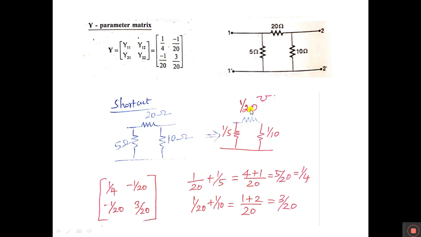Now in between, the common term is 1 by 20. So minus 1 by 20, minus 1 by 20 you put here. This is the common. First, y11 is the addition of this, y22 is the addition of this, and the remaining y12 and y21 are 1 by 20, apply minus here. So this answer and this answer are both the same. Right? Suppose in a 2 mark question they ask to calculate only y11. That time you can use the shortcut method, no issue. Directly you can write the answer. Suppose they ask only y11 and y22, directly you can use it, no issue.